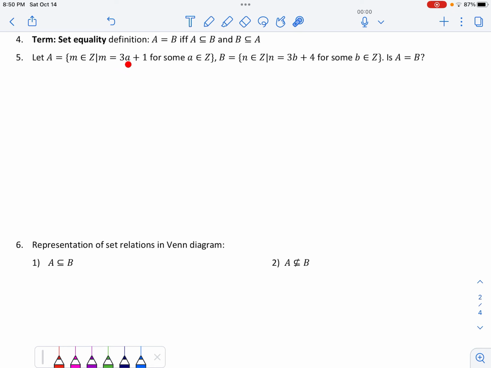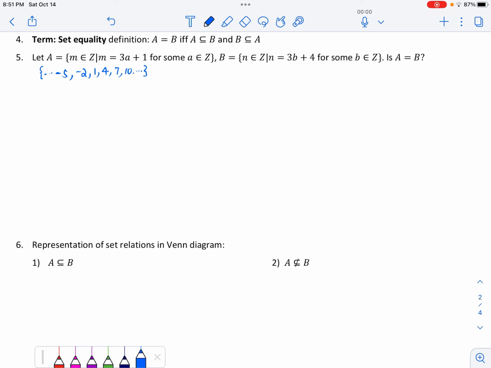So let's write down a few. When a is equal to 0, we get 3 times 0 plus 1, which is 1. When a is equal to 1, 3 times 1 plus 1 is 4. When a is 2, you get 7. When a is 3, you get 10. When a is negative 1, 3 times negative 1 is negative 3, and negative 3 plus 1 is negative 2. So they differ by 3.